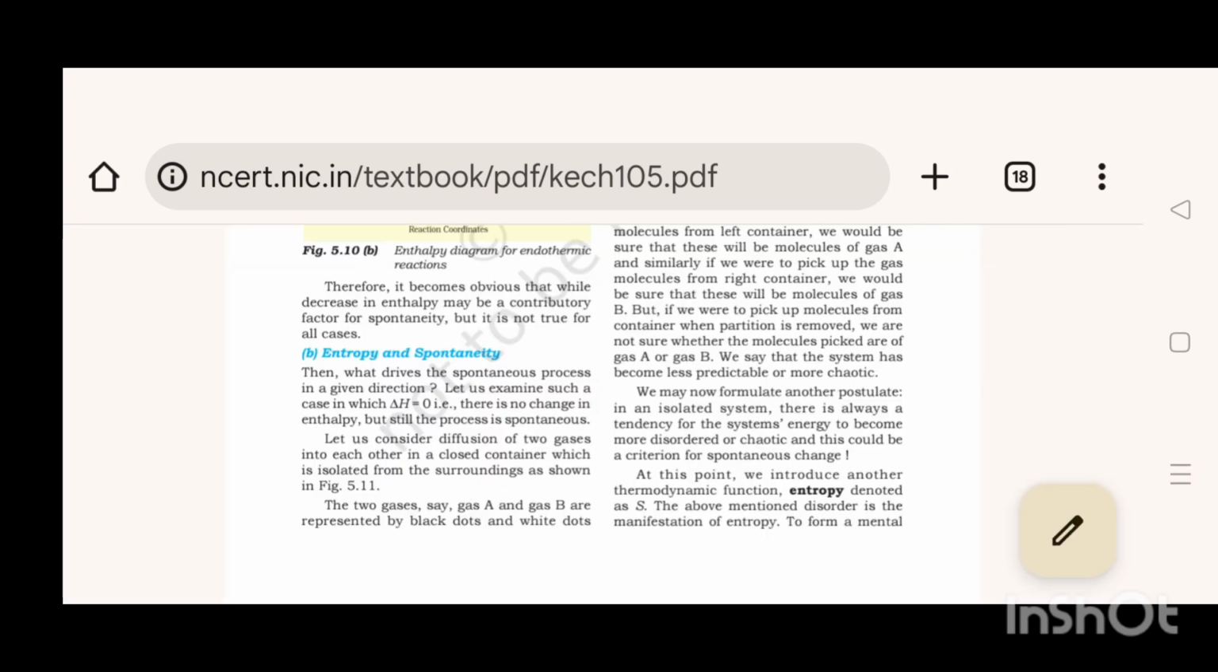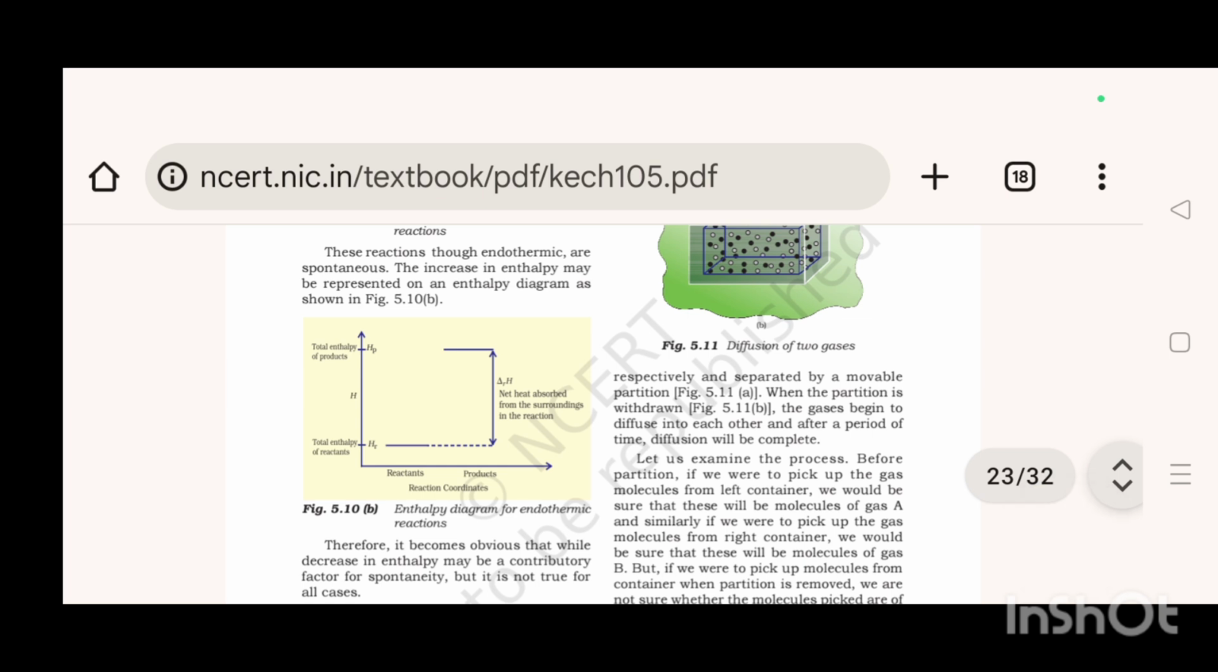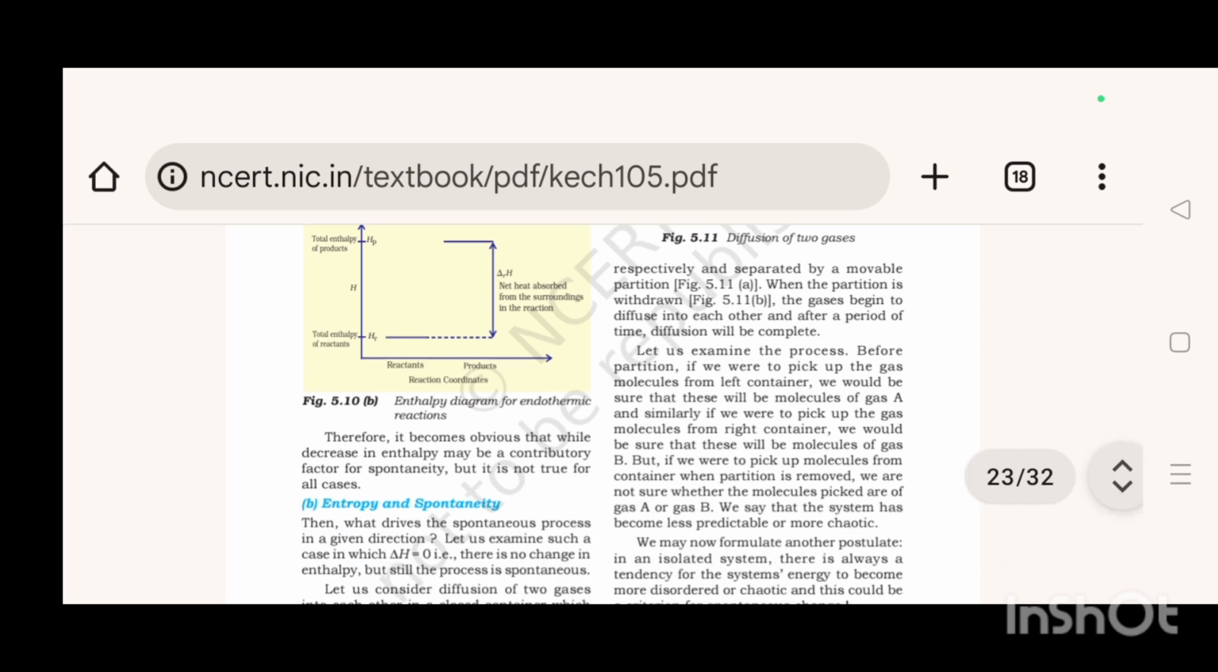Entropy and spontaneity. Then what drives the spontaneous process in a given reaction? Let us examine such a case in which delta H is 0. That is, there is no change in enthalpy but still the process is spontaneous. Let us consider diffusion of two gases into each other in a closed container which is isolated from the surroundings. The two gases, say gas A and gas B, are represented by black dots and white dots respectively and separated by a movable partition. When the partition is withdrawn, the gases begin to diffuse into each other, and after a period, diffusion will be complete. Let us examine the process.